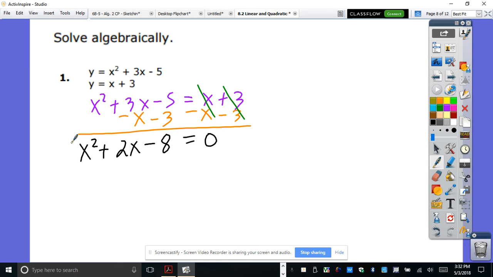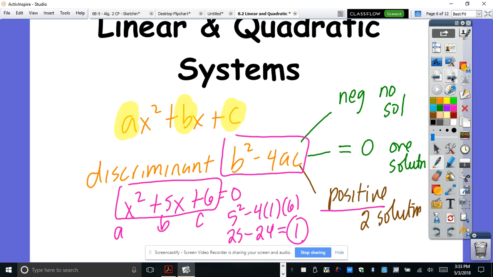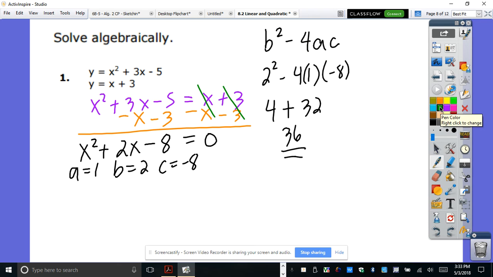Is this factorable? For us to know that, let's use the formula for the discriminant, b squared minus 4ac, wherein a is equal to 1, b is equal to 2, c is equal to negative 8. So this will be 2 squared minus 4 times negative 8, which is 4 plus 32, which gives me 36. And that's positive. According to what we learned, if it's positive, there will be two answers. So we can proceed here. You can use factoring, the quadratic formula, or completing the square. I will do factoring here, which you all know how to do. x, two numbers that when you multiply them give you negative 8, and when you add them give you positive 2.